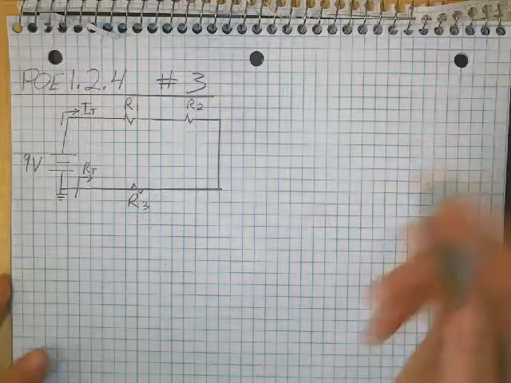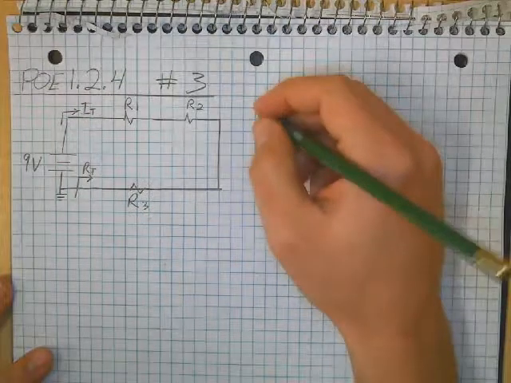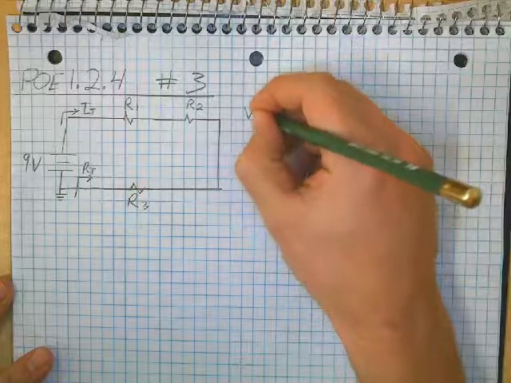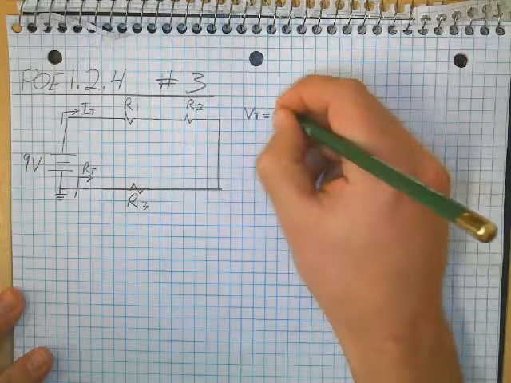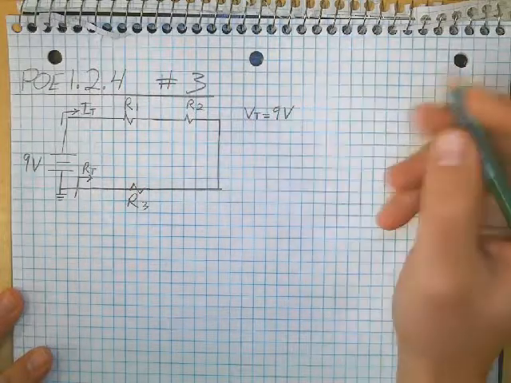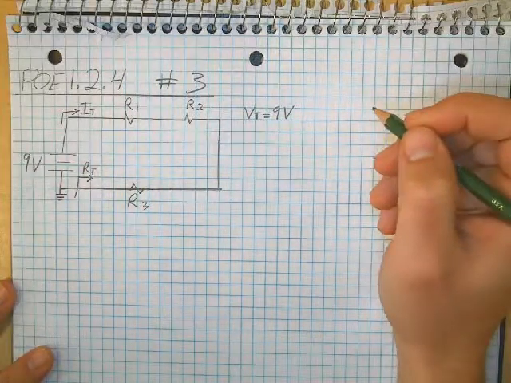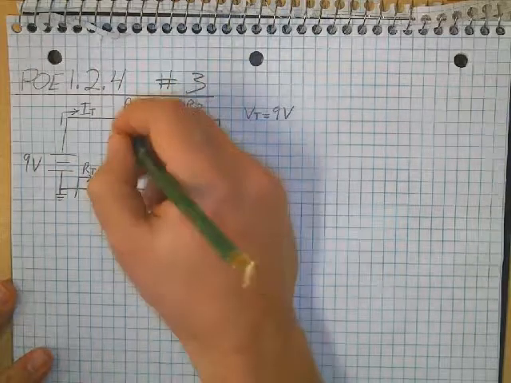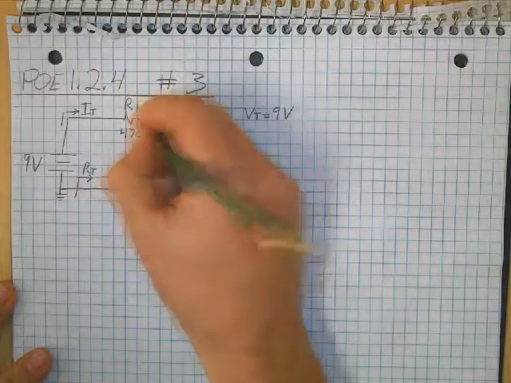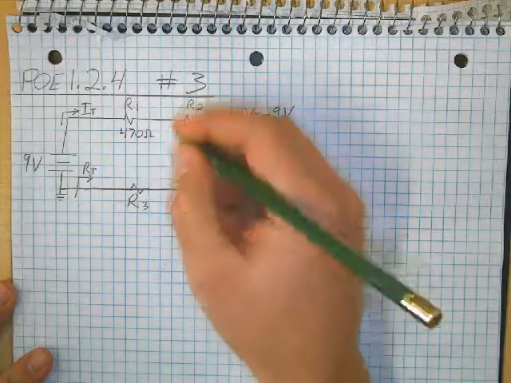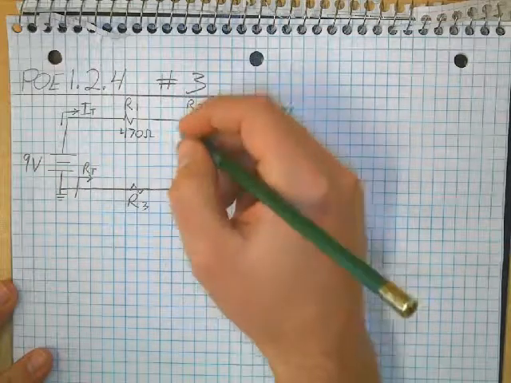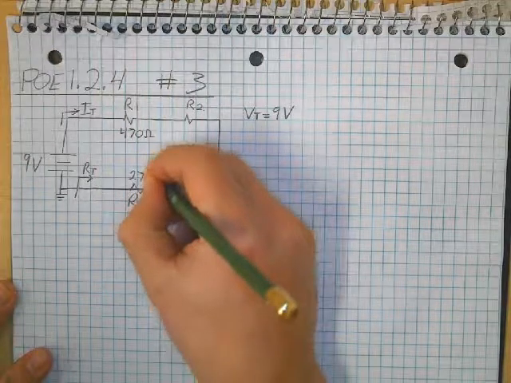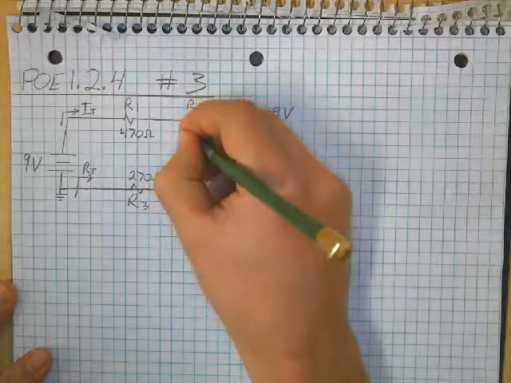So they start off by giving us our total voltage. So we're going to go ahead and start by writing that down. Voltage total is equal to 9 volts. Then the next thing they give us is the values of R1, R2, and R3, and those values are 470 ohms, 270 ohms, oh, that's R3, I guess, 270 ohms, and 1.2 kilo ohms.